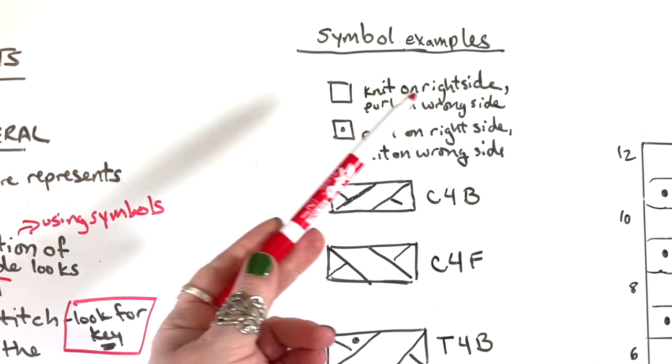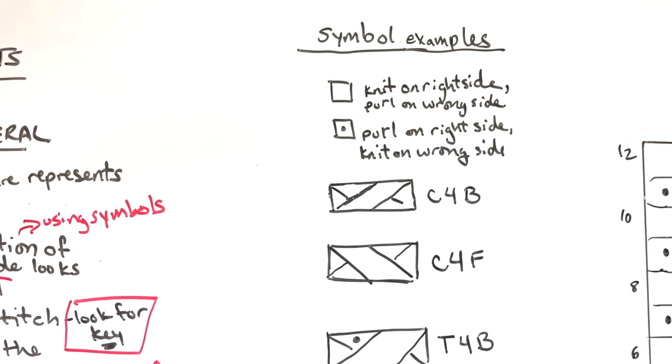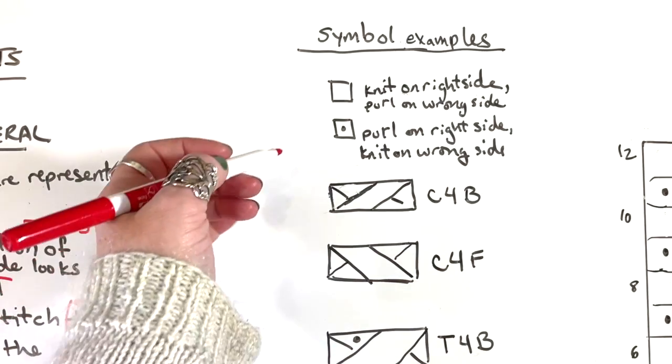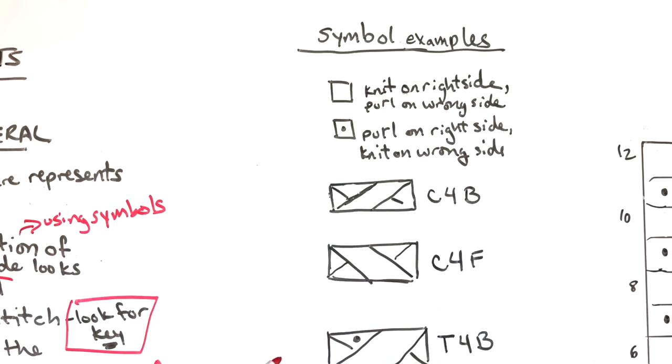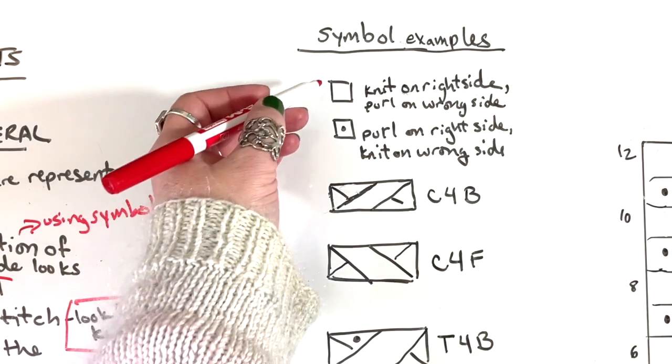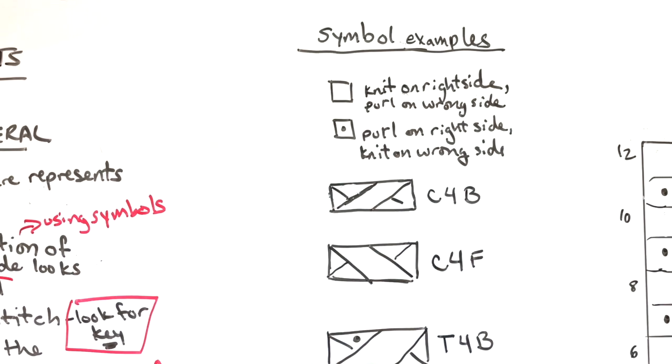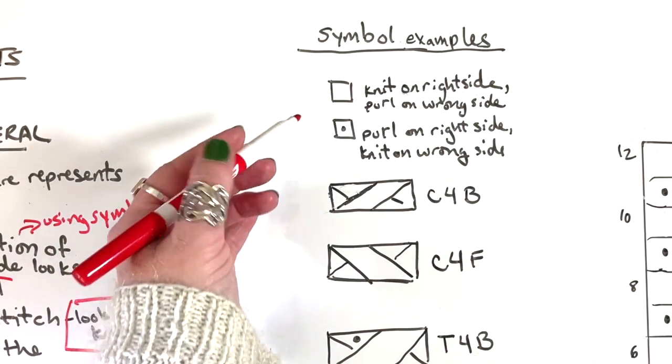So let's look at a few examples of symbols. We're going to look at some very, very basic ones in terms of charts, and then a few a little more basic ones of what you will find in a cable chart. So these two, there are many more symbols for increasing and decreasing and yarn over and all kinds of things. I believe I have a video on reading charts from several years ago that goes over more of these.